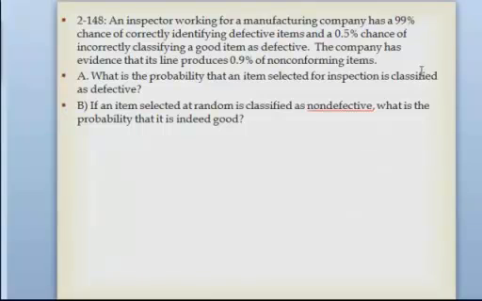Okay, on we go. Now our next problem is the last problem. It's an inspector working for a manufacturing company, and they've got a 99% chance of correctly identifying the defective items and so forth. You can pause it now if you'd like, and read this through.